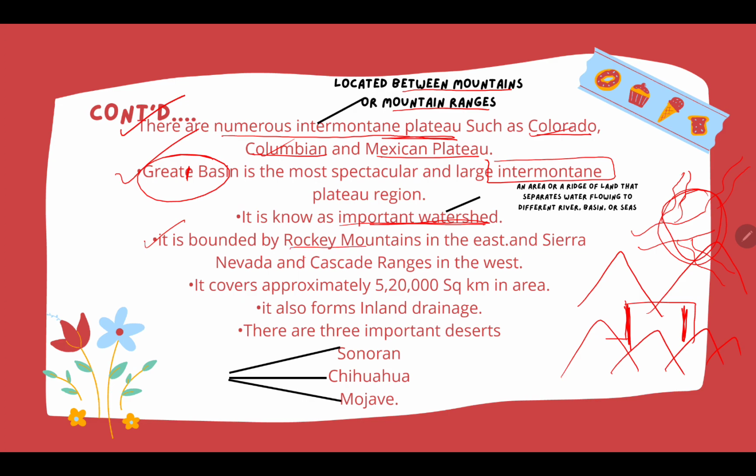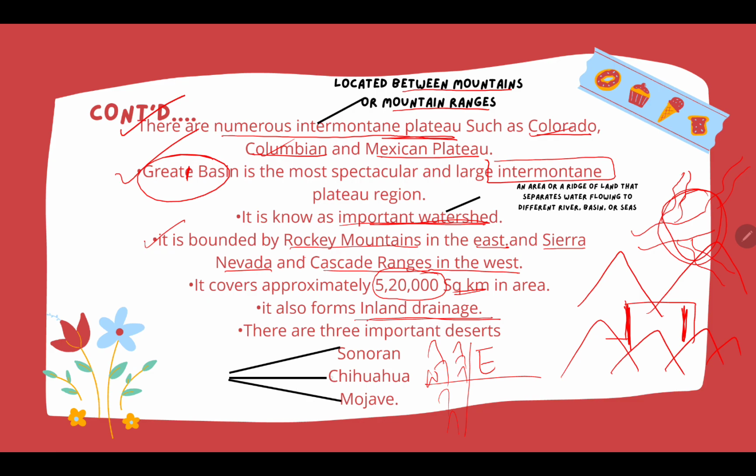It is bounded by the Rocky Mountains in the east and the Sierra Nevada and Cascade Ranges in the west. So this one is called the Cordilleras. We are talking about the Cordilleras, these are the mountain ranges. The Rocky Mountains are in the east, the Sierra Nevada and Cascade ranges in the west, and the Western Cordillera covers around 520,000 square kilometers in area, and it also forms an inland drainage system.